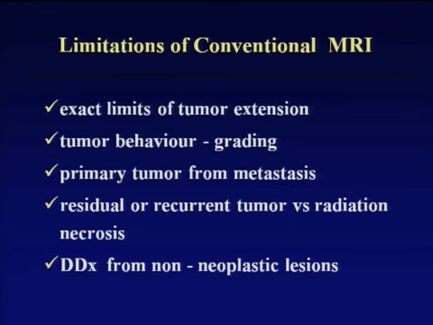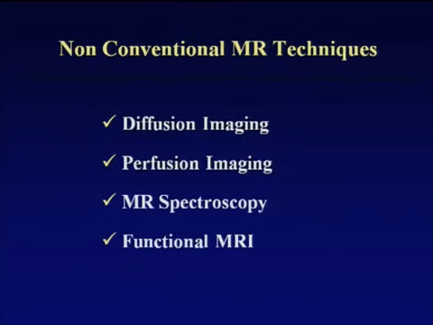First of all, it's very difficult by using CT and conventional MRI to delineate the limits, as I said before, of the tumor. Also to evaluate tumor behavior and grading, to differentiate primary tumor from metastatic disease, to differentiate the residual tumor versus radiation necrosis, and also to differentiate other non-neoplastic lesions. So we use those weapons, diffusion, perfusion, and spectroscopy mainly, to help this situation.